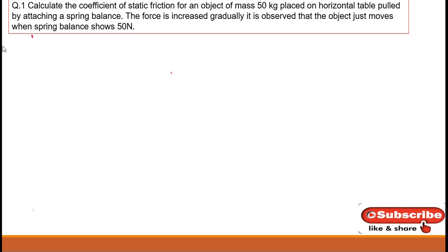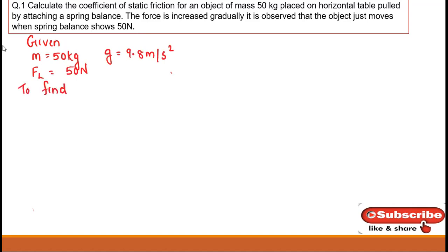First, we will write what is given. Mass is given, m is equal to 50 kg. Force is given, FL is equal to 50 Newton. And we know the value of acceleration due to gravity is 9.8 meter per second square. Here we want to find out the coefficient of static friction, that is mu s.